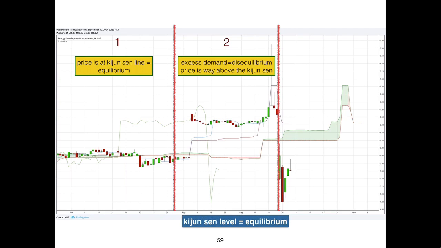In phase 2, the demand surges. The result is a scarcity in supply and therefore price increases drastically. The red line or the Kijun-sen line is detached from the price.